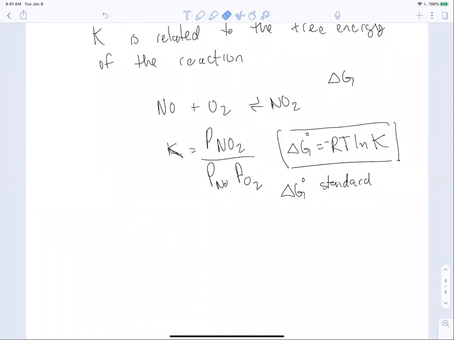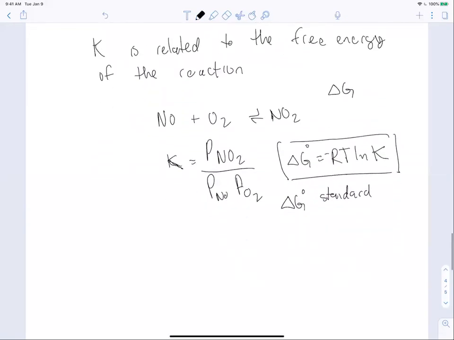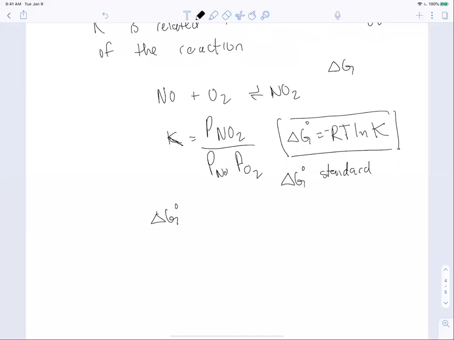I'll save this because I don't want to get super deep into it. The thing where I'm going with this is that we also know from first semester general chemistry that delta G is equal to delta H minus T delta S. And so one of the things you can do with this is, if I know delta H and delta S, then I know delta G. And if I know delta G, then I also know K. That's what this allows you to do.